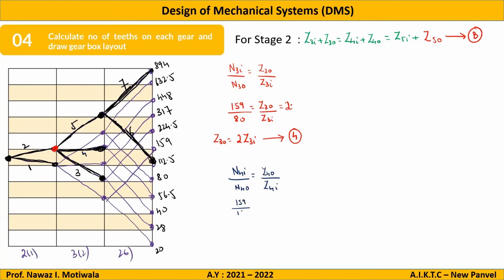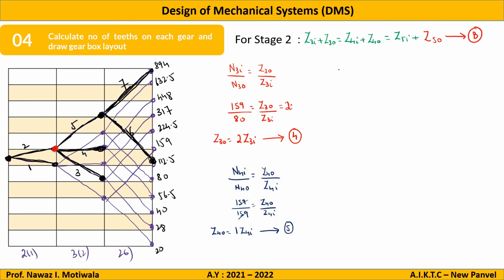Okay, good. Output and input both are the same because it is exactly a straight line. So here it will be Z4O upon Z4I. So here I will write Z4O is equal to 1 times Z4I, and let this be equation number 5.